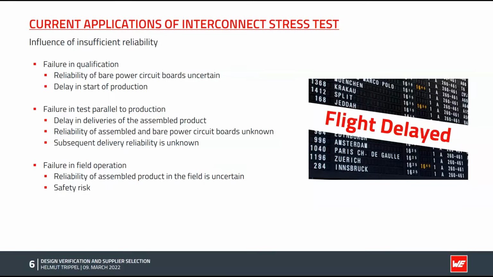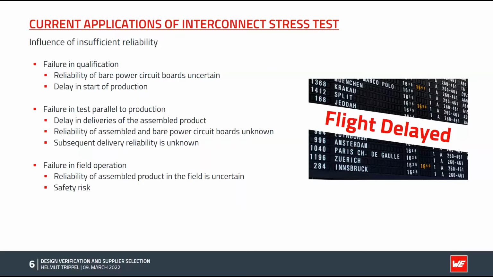So what is the influence of insufficient reliability in the product, and at what point is the cause of it? When you have a failure in the qualification process, the reliability of bare power circuit boards is uncertain. We also experience a delay in the start of production, as there needs to be a retest, an improvement, and a retest, to see if the changes suffice to prove the reliability that is required for the product.